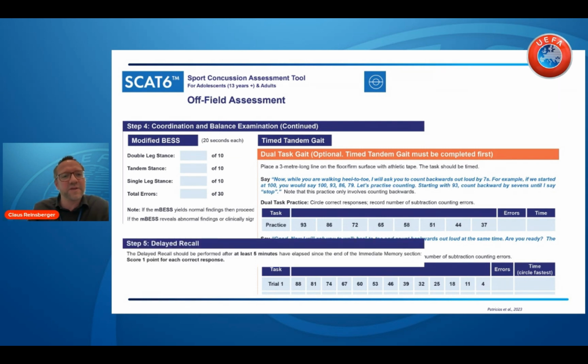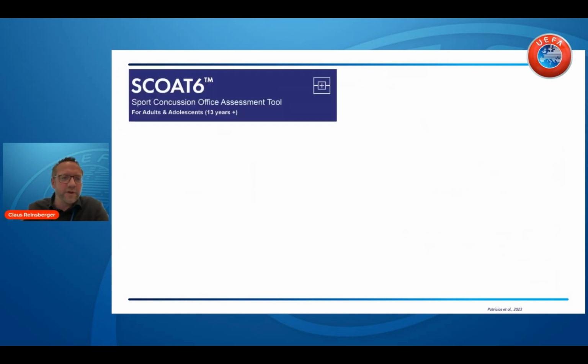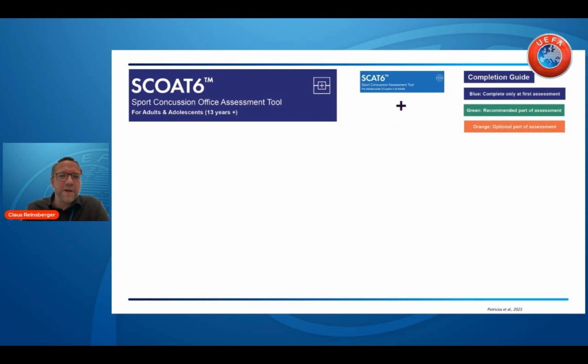And the last step, as before, is the delayed recall. Now, the new tool that you have available when you see the athlete in your office and you want to do a more thorough assessment of brain function is the SCOAT. The SCOAT is a sport concussion office assessment tool. It consists of almost all the elements of the SCAT-6 plus some other features, which could be divided into a couple of tests and information you should get after your first assessment, as part of the assessment or optionally.